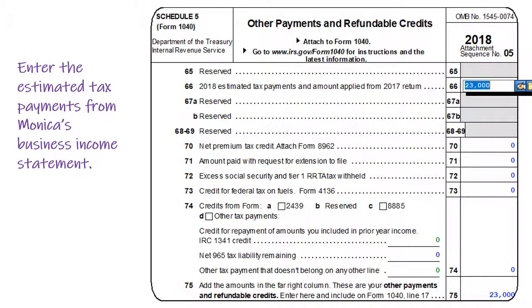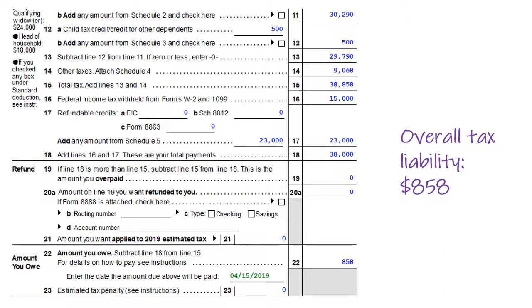Finally, we also have to enter the estimated tax payments that were provided on Monica's business income statement. We assume that she made these estimations based on her prior year work, and thus avoided the penalty from overestimating or underestimating on her quarterly tax payments. Once you compute all of those different steps, the overall tax liability, that is the amount that Chandler and Monica owe for calendar year 2018, is $858.